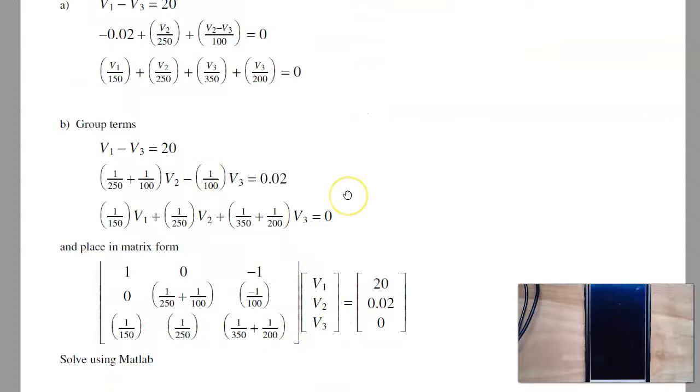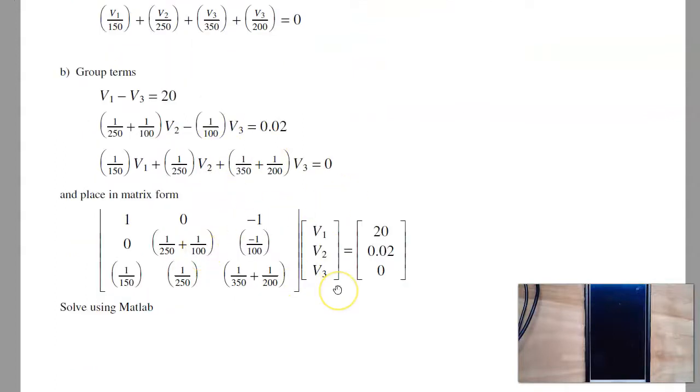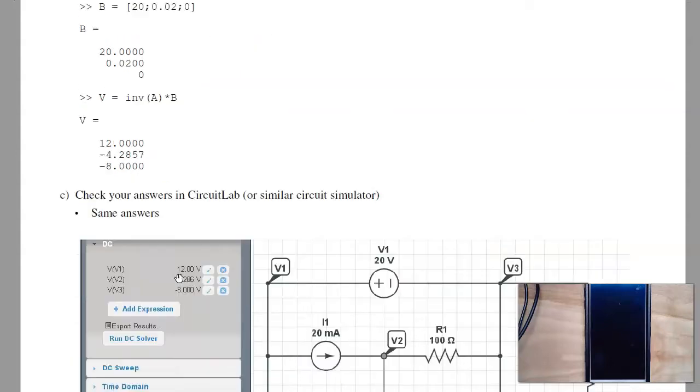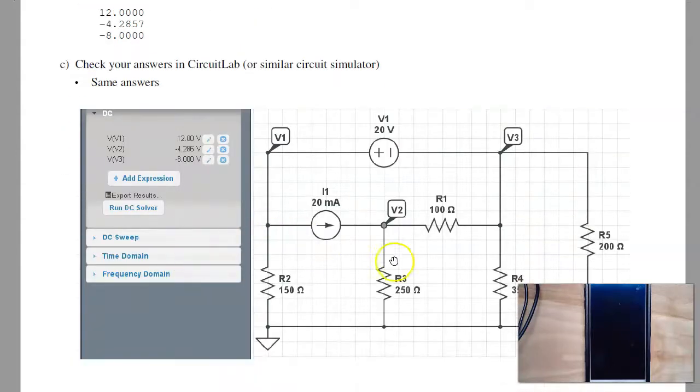If you group terms, put in matrix form, then solve, I should get 12 volts, minus 4.28 volts, and minus 8 volts. In CircuitLab, if you build a circuit, find the voltages V1, V2, V3, I'll get the same answer.